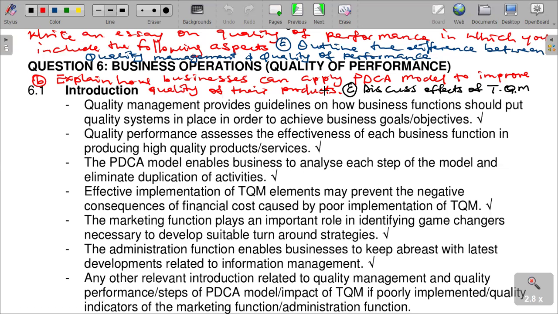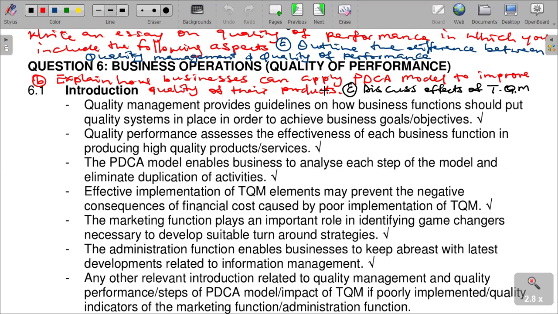And then still on that question, you are also supposed to explain the impact, and advise businesses on the quality indicators of the following business functions. So in terms of essays, we might also have essays which are coming on business operations and or quality of performance. That is one area.